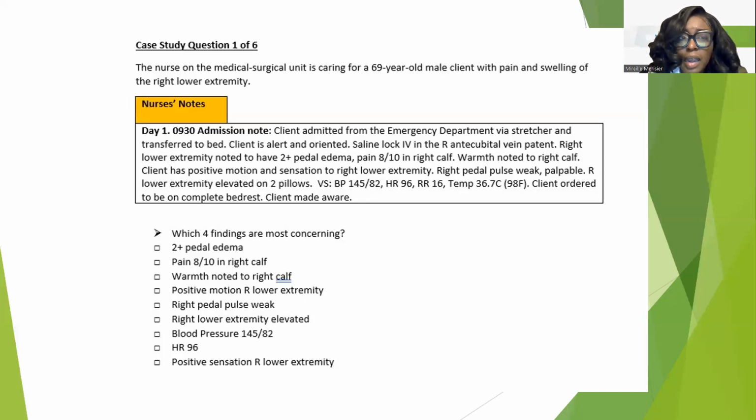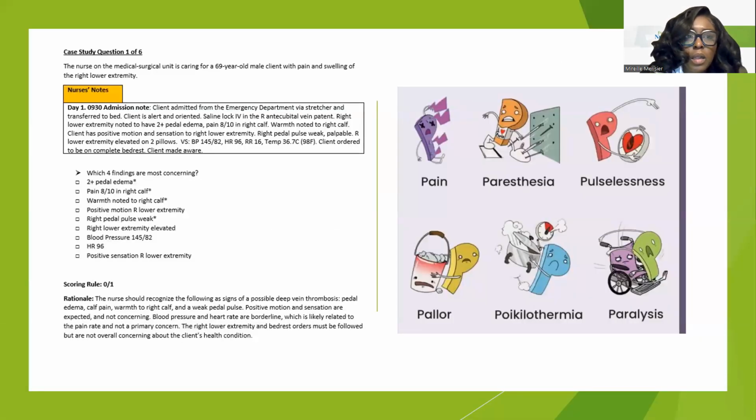So again, this is kind of the things when you're looking for most concerning, right? You're looking for the things that would worry you as the nurse. Okay, you're looking for abnormal findings. So let's go through this one. So the most concerning would be the 2+ pedal edema, the pain 8 out of 10 in the right calf, the warmth noted to the right calf, and the right pedal pulse is weak.